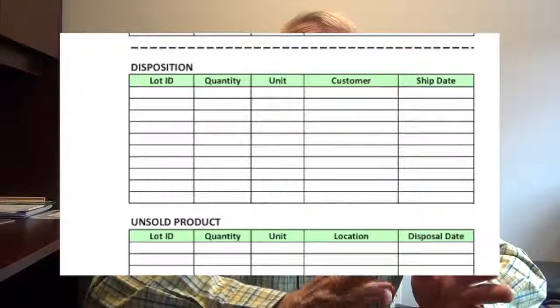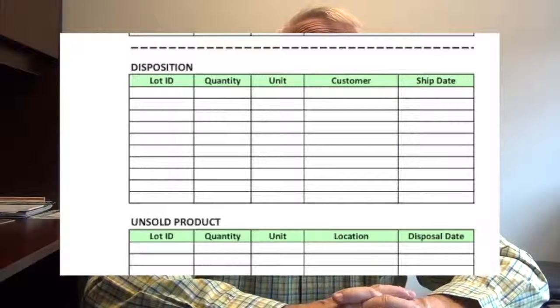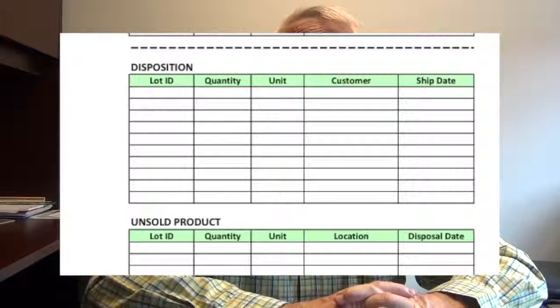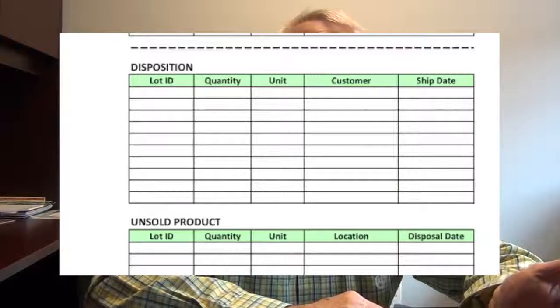Now, if you're a direct marketer, if you sell to farmers markets, pick-your-own, CSAs, any of the types of direct market opportunities that are out there, on the bottom part, on the disposition, all you have to do is put the lot number and how much. If you took 5 cases to the farmer's market, under customer you can put the words direct market.